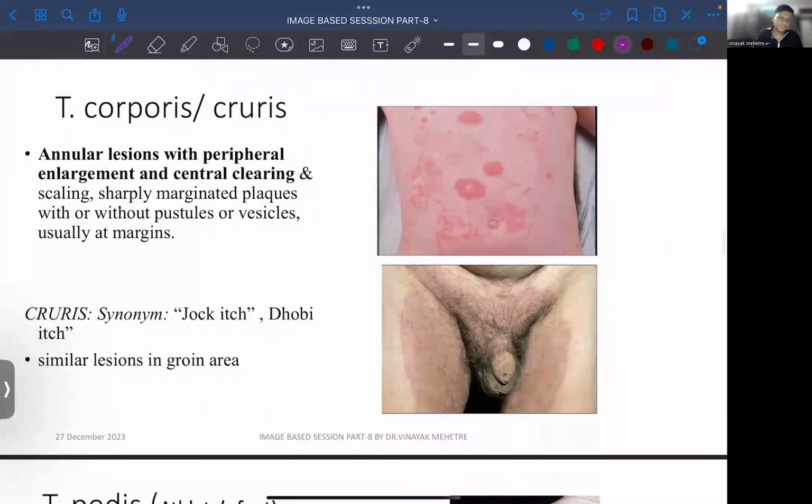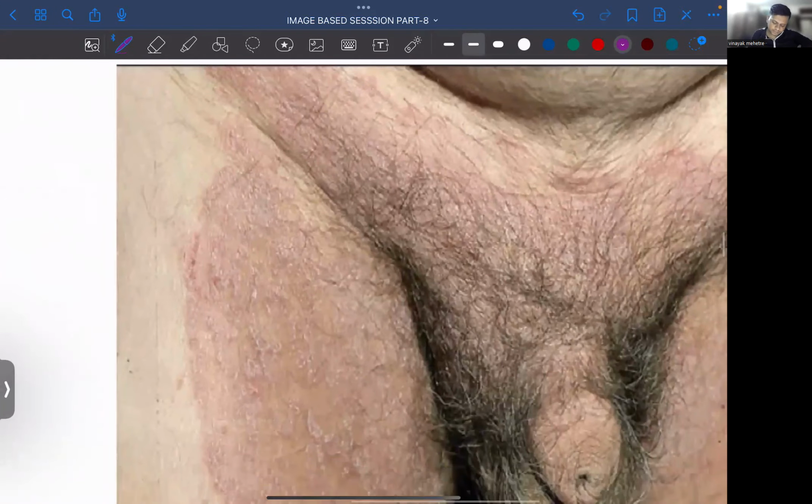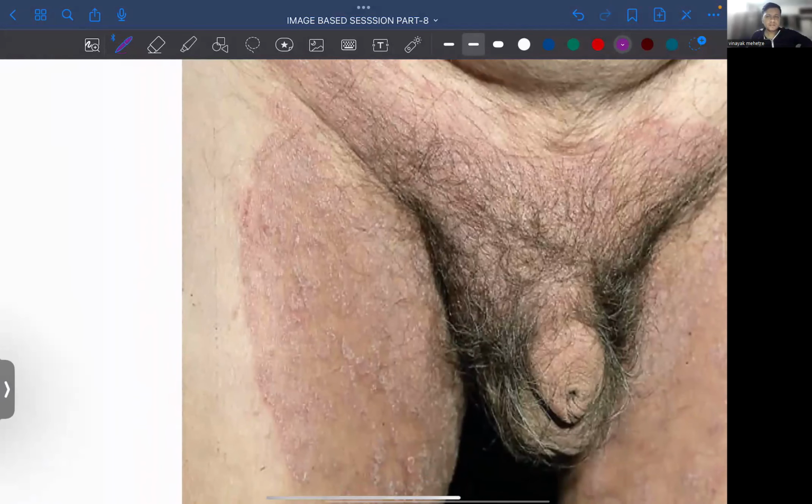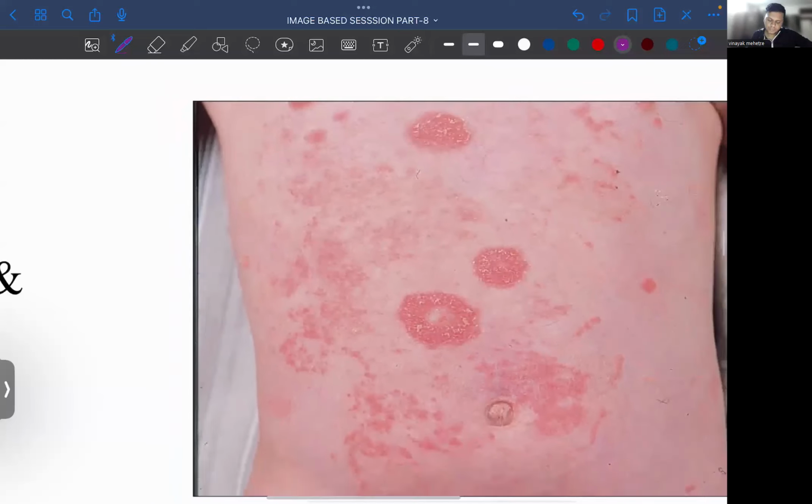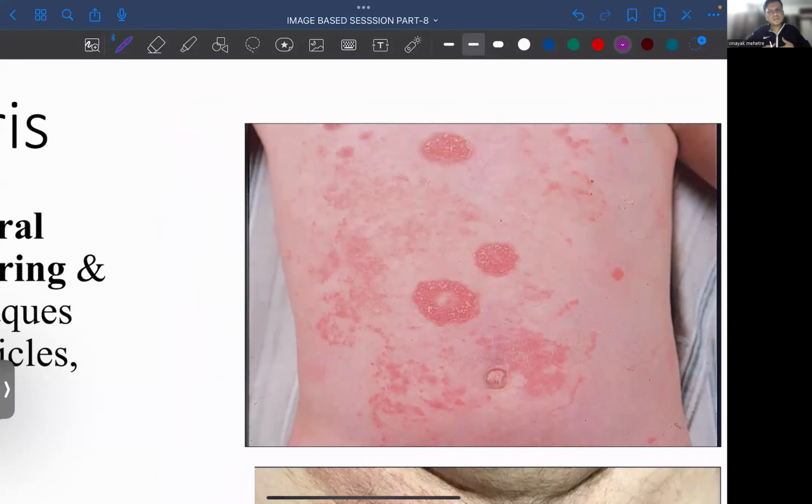देन वी कम धोबी which is working on river. Dhobi which is working on the river now presented with itching on the body or itching in the groin area. Itching in the groin area. ठीक है, दिस इज कॉल्ड एज धोबी इच. कॉर्पोरा का मतलब ही होता है बॉडी.